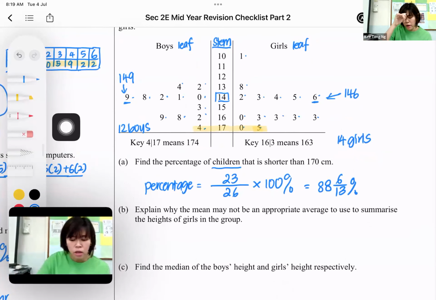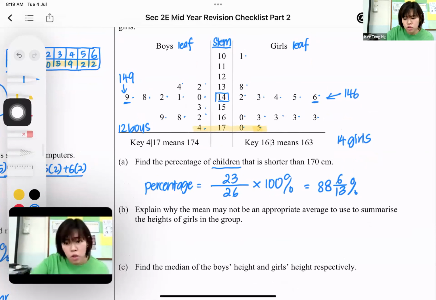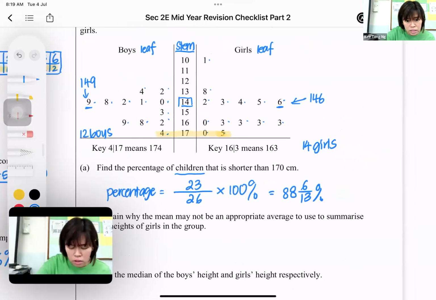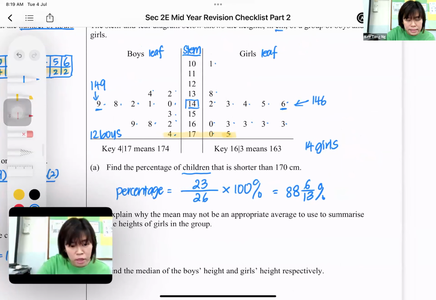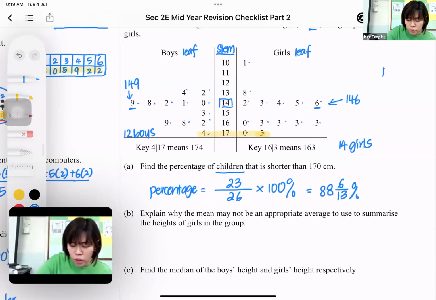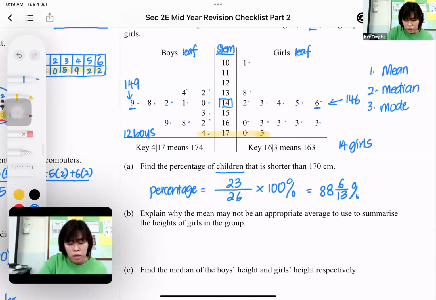To summarize the height of the girls. So usually when we do data analysis for central tendency, the first one, the best one is mean, then followed by median, followed by the last one, mode, which is less appropriate. If not appropriate, try not to use mode. But the most common one would be mean. But what is a situation where it may not be advisable to use mean? It's not appropriate to use mean.